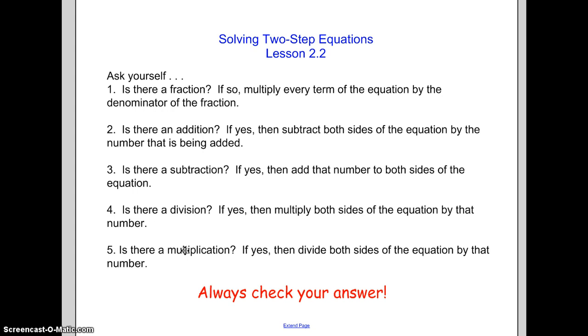Third, if there is a subtraction, you'll add whatever that number is to both sides of the equation. Fourth, if there's a division, you will multiply both sides of the equation by the number that is being divided. And fifth, if there is a multiplication, then you will divide both sides by the number that is being multiplied. Please pause the video and finish copying these 5 steps into your notebook.